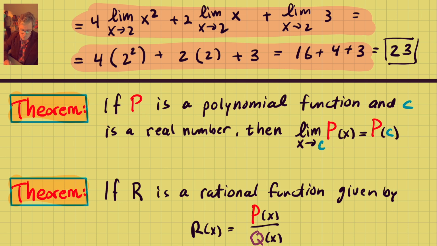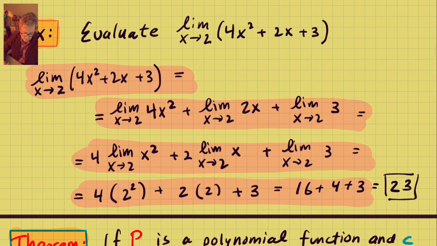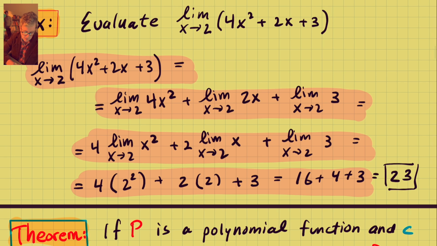So if p is a polynomial function and c is a real number, then the limit as x approaches c of the polynomial function is just the polynomial function evaluated at c. Very straightforward. And though not a proof, you can kind of look at the previous example and say, oh, just take the form of a polynomial and apply the previous two theorems to it, and you can see that what you're going to end up doing every time is just plugging in that limit point.